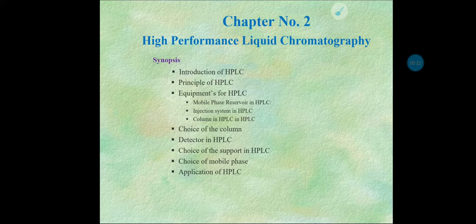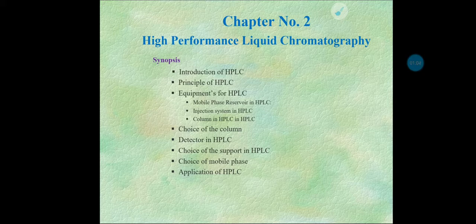Friends, in the first chapter we have seen the separation technique, that is solvent extraction technique. In this semester we will study the analytical separation techniques, which are used for the purification and isolation of analyte from their mixture or matrix. From the second chapter up to chapter number 5, we will see the chromatographic techniques. All are different chromatographic techniques. These are also separation techniques.